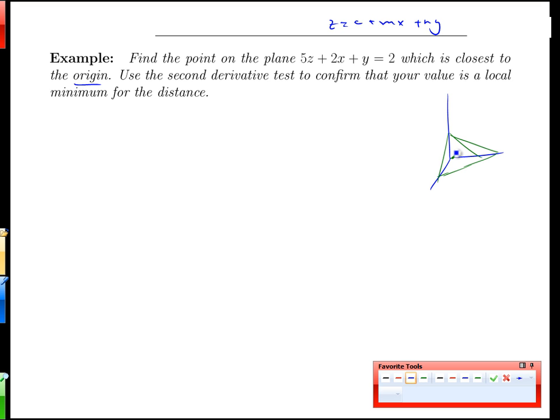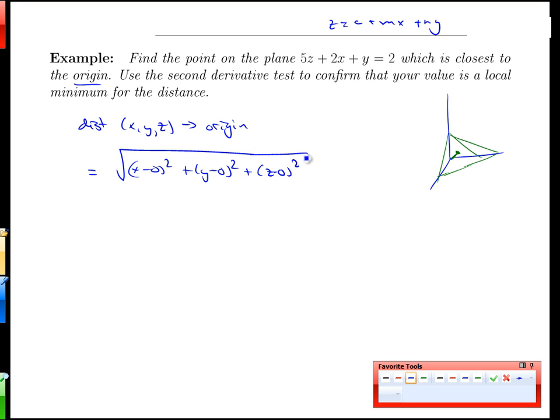All right. Well, we know something about the relationship between z, x, and y. Otherwise, we could just pick the origin. The origin is closest to the origin. But no, we have to be limited to this plane. So what can we do with that? Well, we need to take our point, the distance between x, y, and z, to the origin. Well, we know that that's going to equal the square root of x minus 0 plus y minus 0, the distance in x, distance in y, and distance in z, and we're going to square it and square root it.